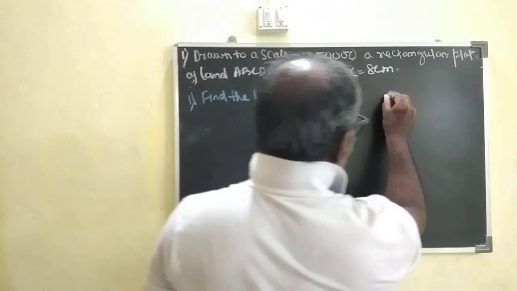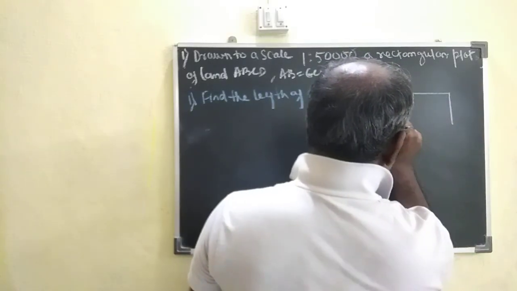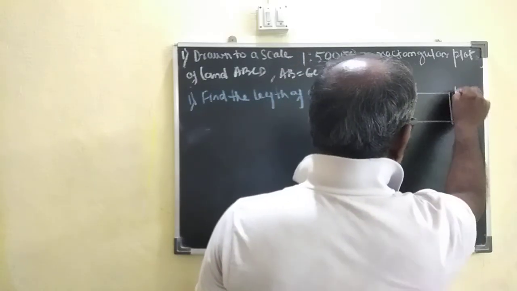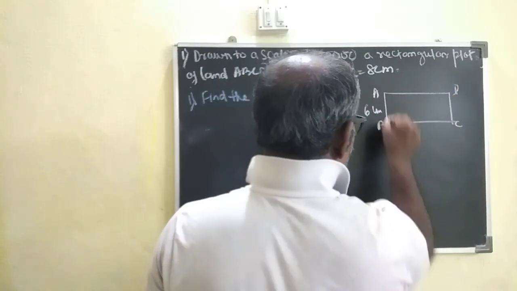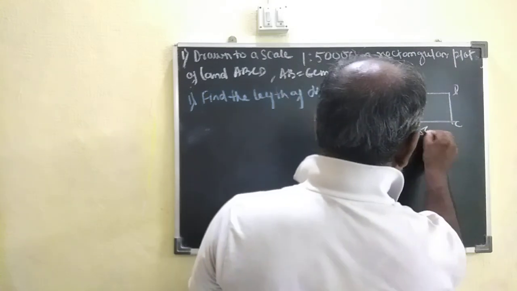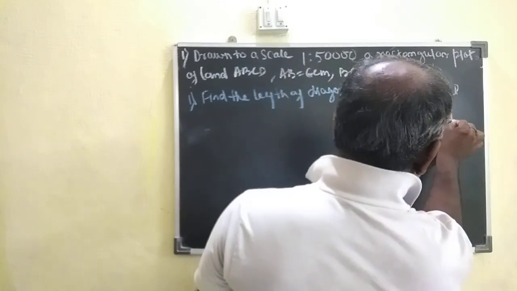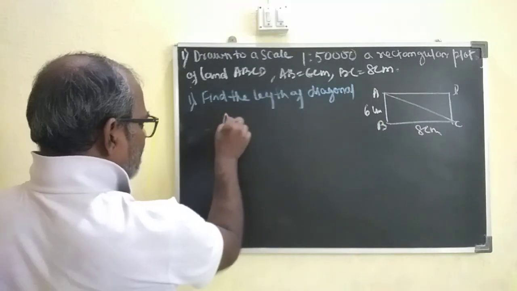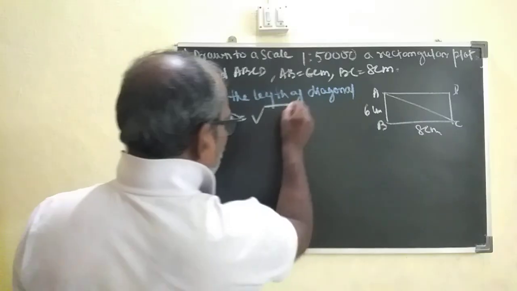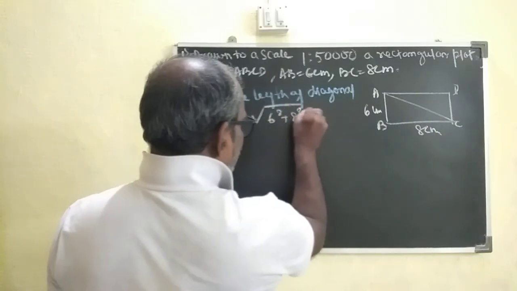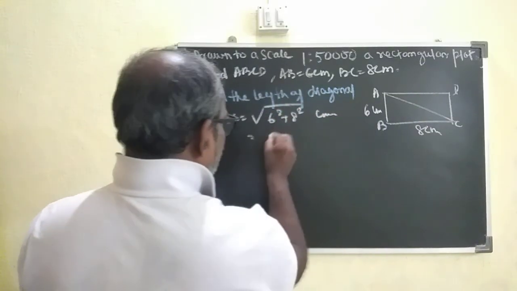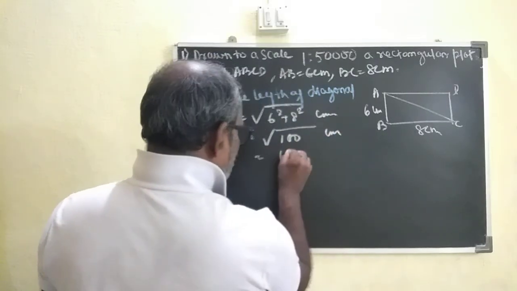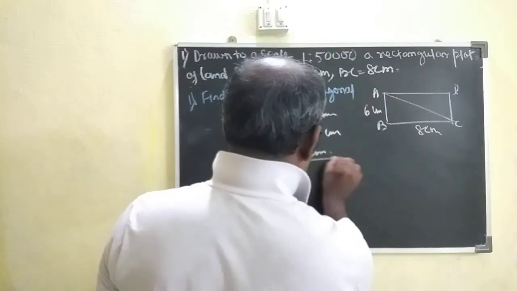So we have a rectangular plot. Let us draw the rectangular plot in this way. Let us draw A, B, C, D. AB is 6 cm. Then BC is 8 cm. We have to find out this diagonal AC. With the help of Pythagoras theorem, we can write AC equals root over 6 square plus 8 square centimeter, which is equal to root over 36 plus 64, root 100 centimeter, which is equal to 10 centimeter.